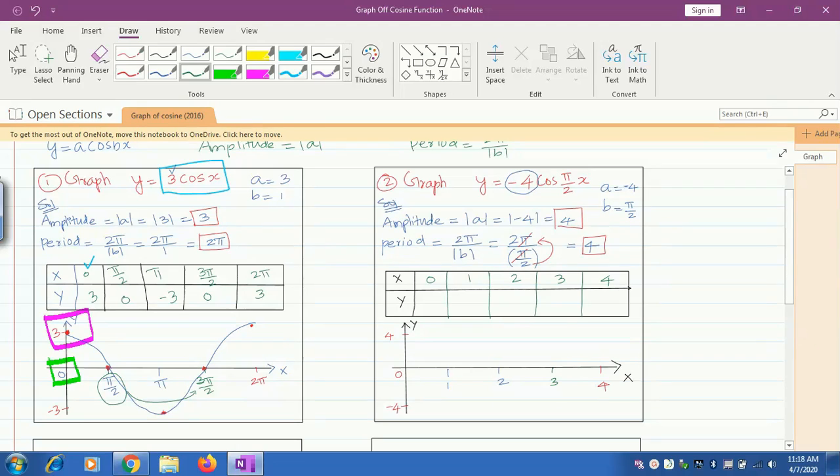Okay, now we have to draw the graph first. Since it is minus 4, if I substitute 0 here, cosine 0 is 1 into minus 4, therefore the graph starts with minus 4. This is minus 4. The next point it will be here, the next point it goes to plus 4, the next point 0, and the next point you will get minus 4. So this is your graph.